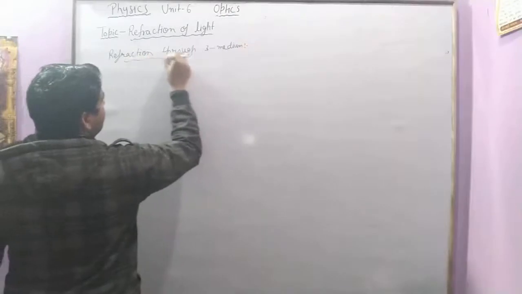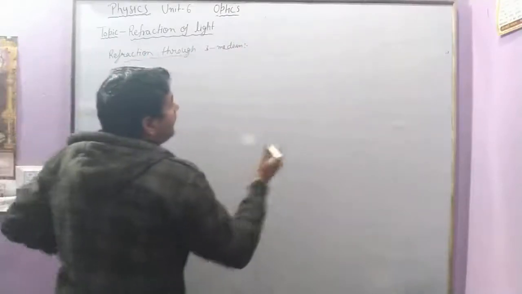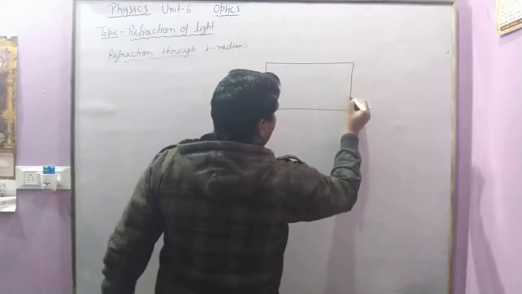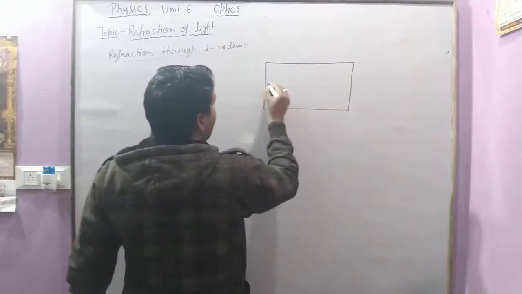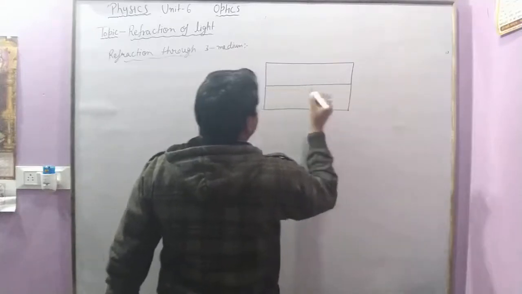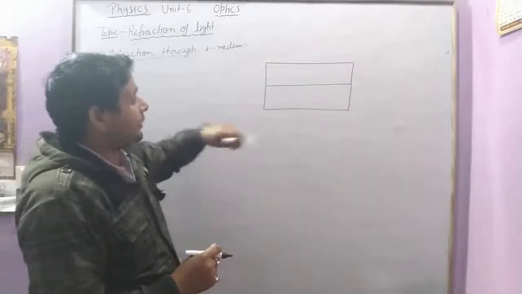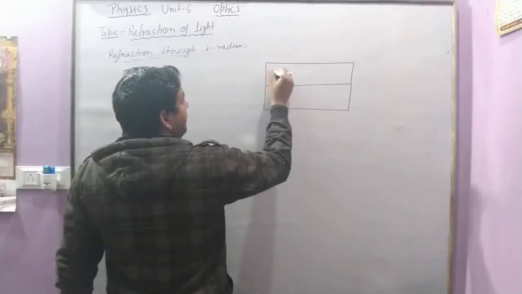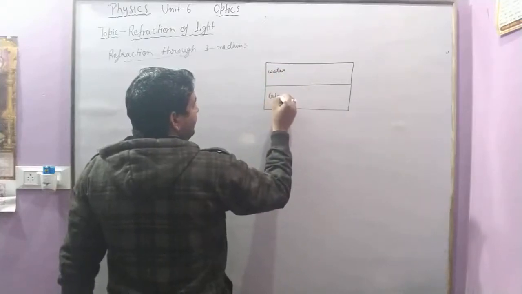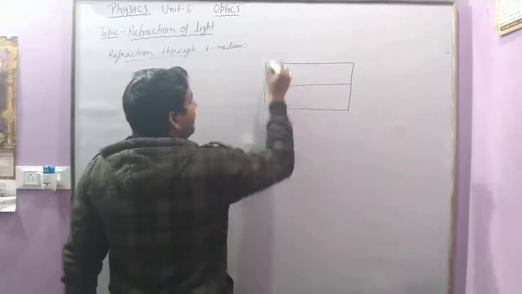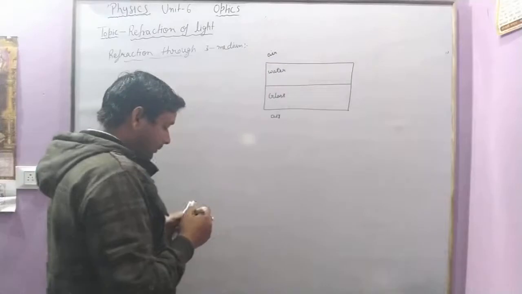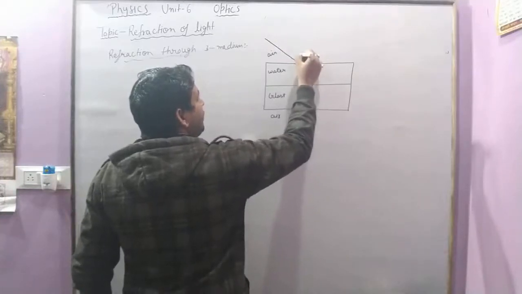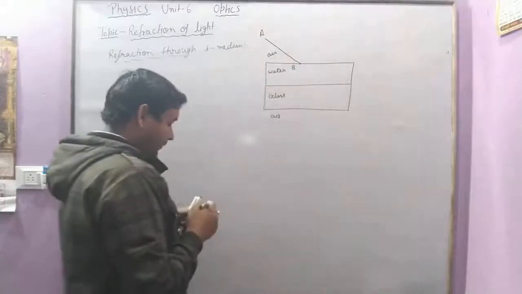Okay, see, suppose we have an activity in which three mediums are separated by these surfaces. Here this is water, this is glass, and this is air, and above it also air. Therefore, a light which is traveling from air is incident at point B, traveling from A.